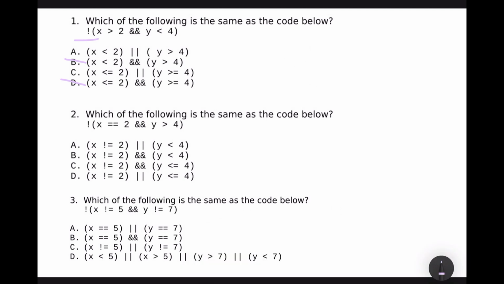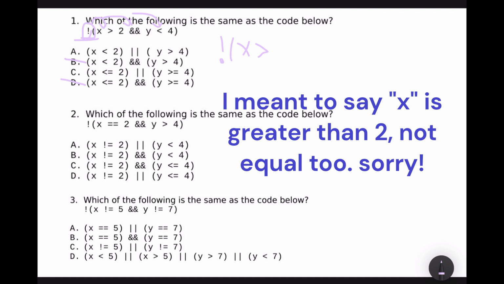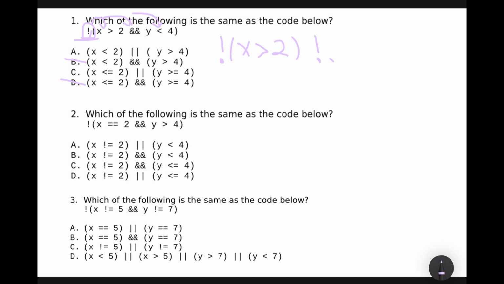A good way you can approach these types of problems is to distribute this exclamation point, the not sign, out. So it's saying not x cannot equal 2, right? And it's saying not and not y less than 4, right? So what's the opposite of x greater than 2? It's when x is equal to 2 or less than 2.